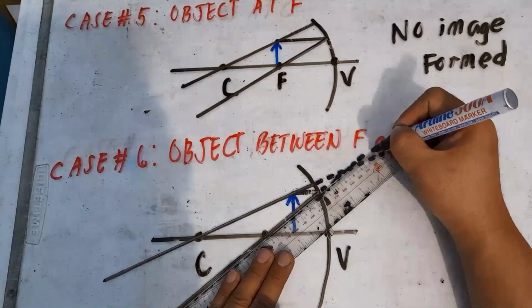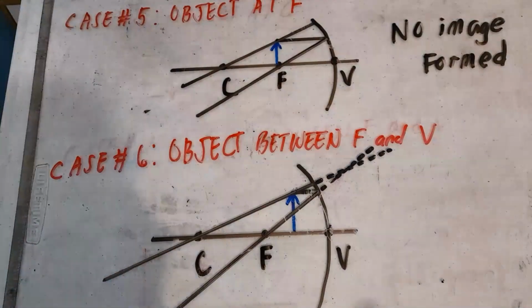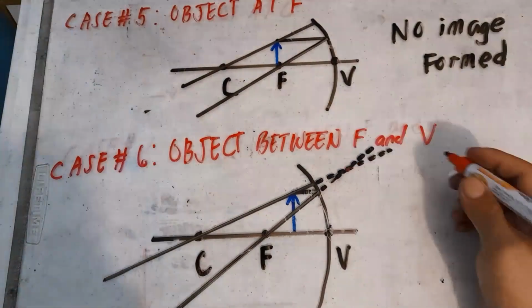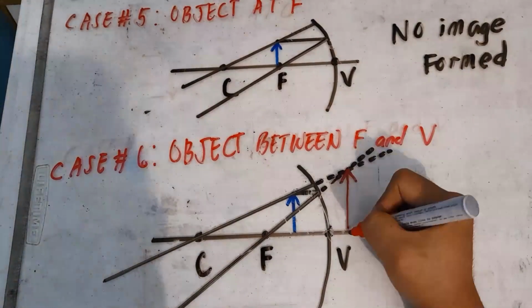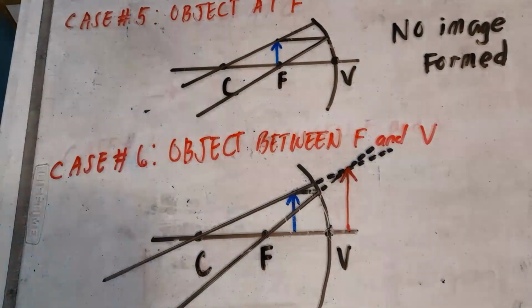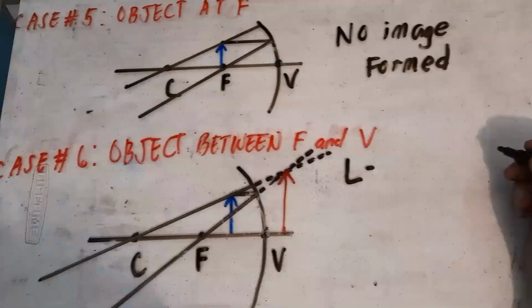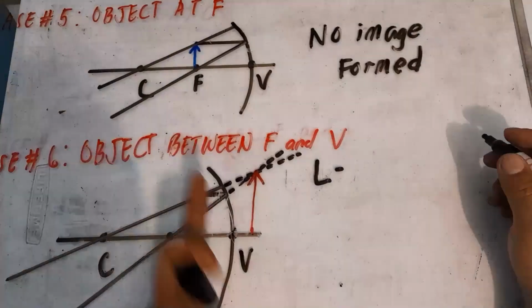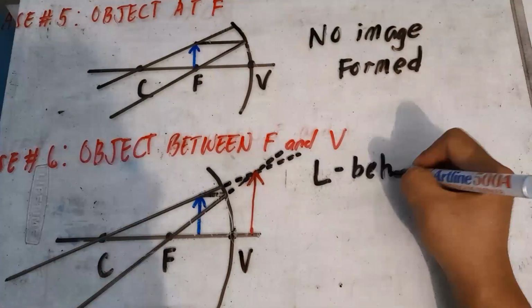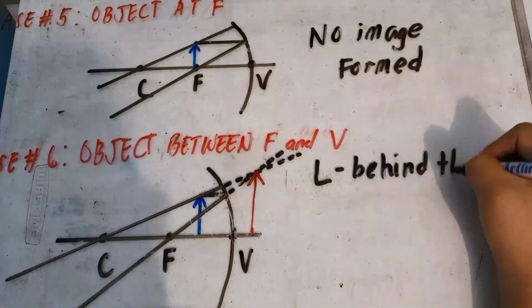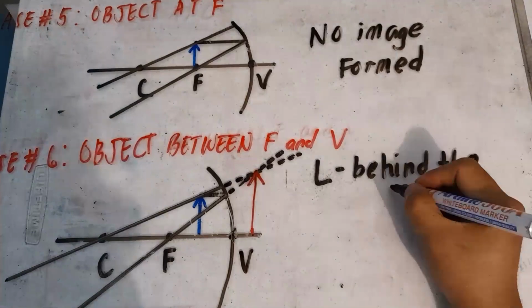Okay, so as you can see, they intersect in the virtual side. And whenever there's an intersection of light rays, there is an image formed. Okay, so let us now describe the image, again using LOST method. Location: as you can see, it is behind the mirror. So we can write behind the mirror.